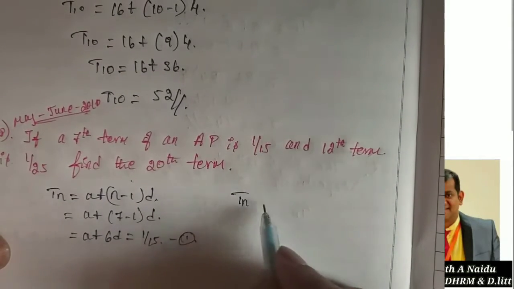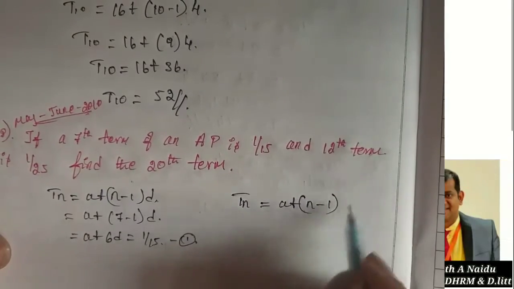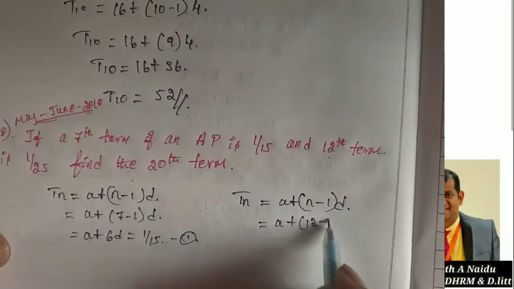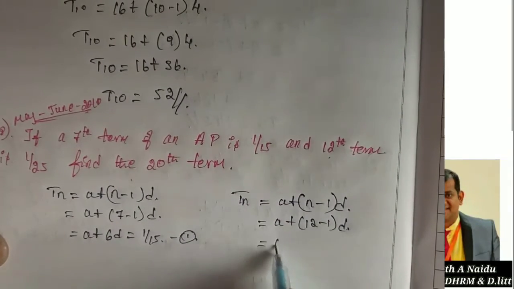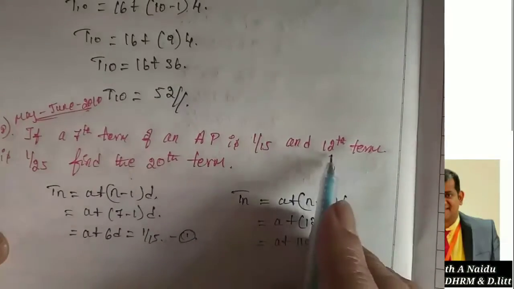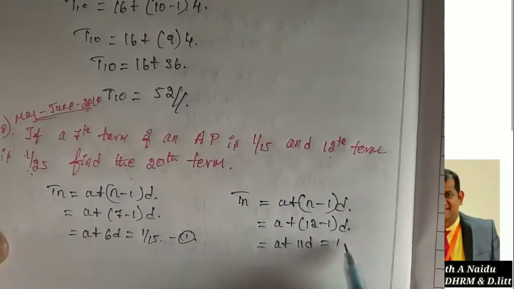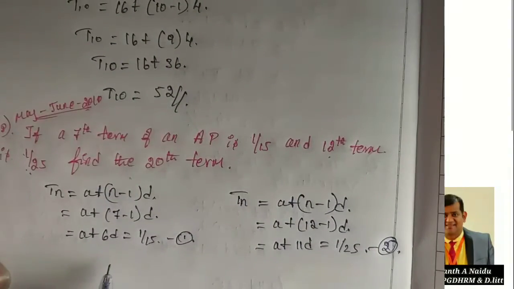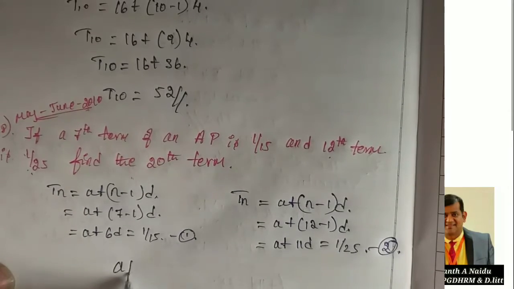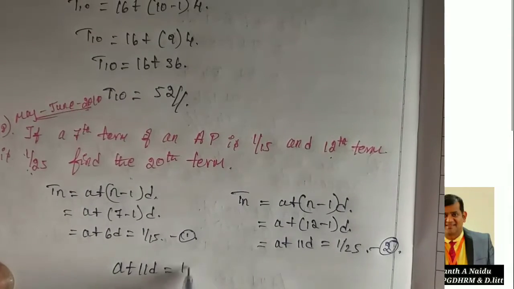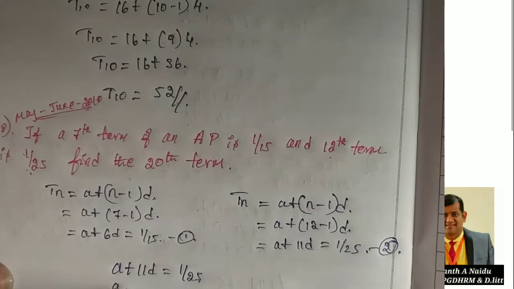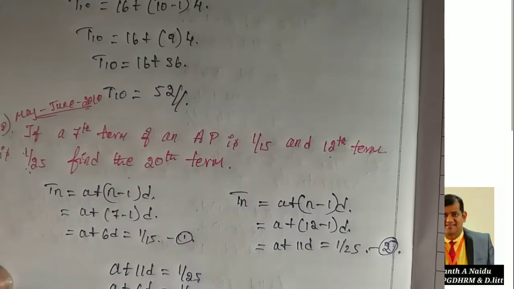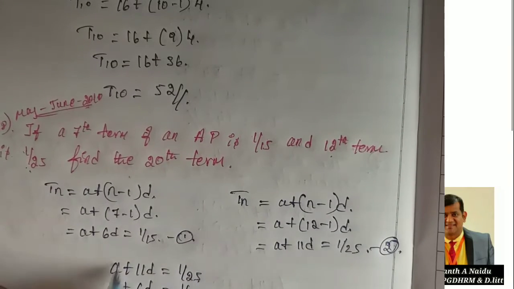Now in the same way, Tn equals a plus (n minus 1) into d. The second equation for the 12th term is a plus (12 minus 1) into d, that is a plus 11d equals 1 by 25. So we got equation 2. Now let us subtract equation 1 from equation 2: a plus 11d equals 1 divided by 25, minus a plus 6d equals 1 divided by 15. What are we going to get by subtracting?